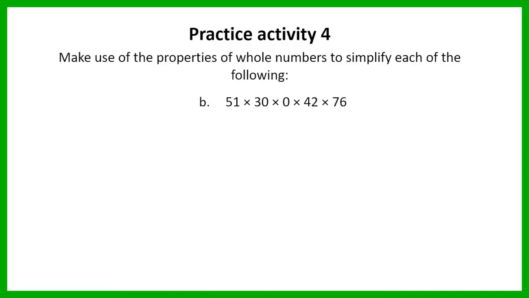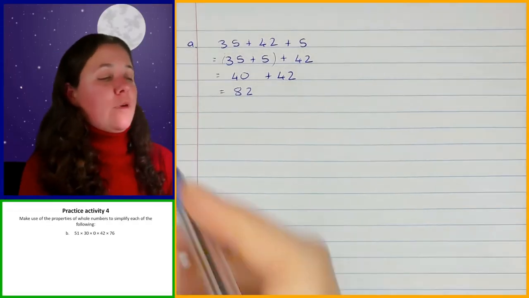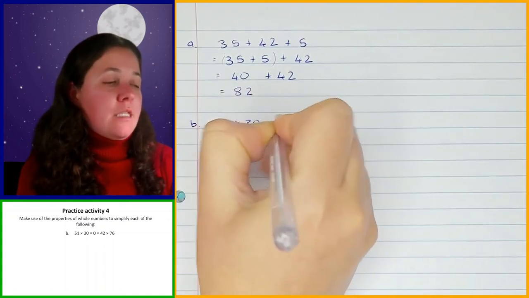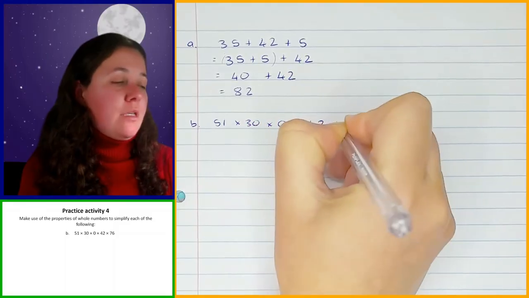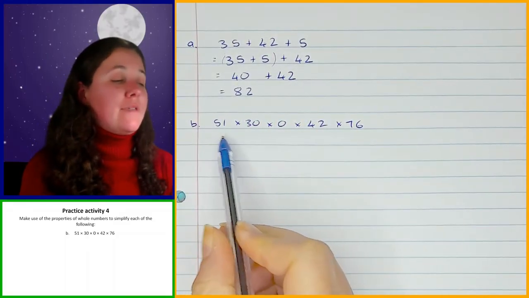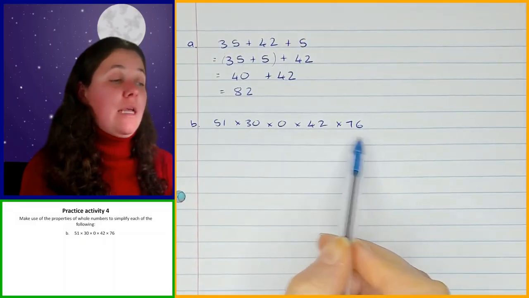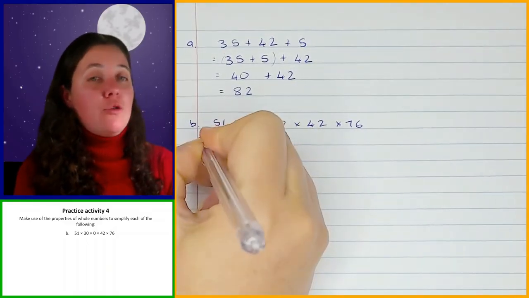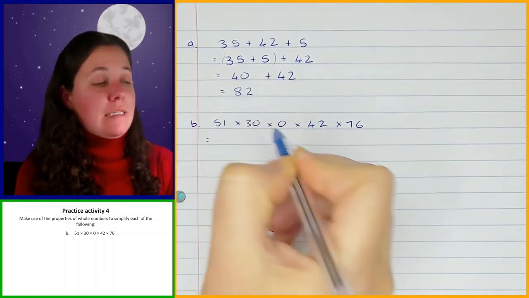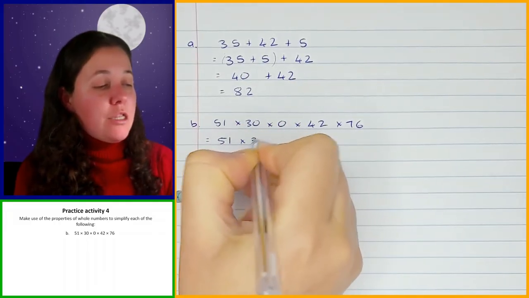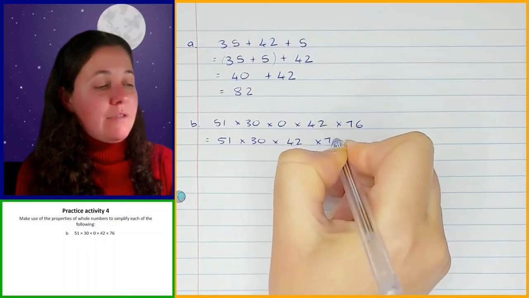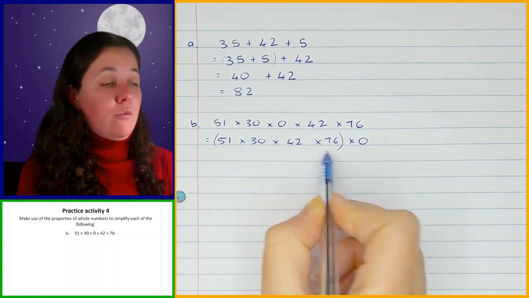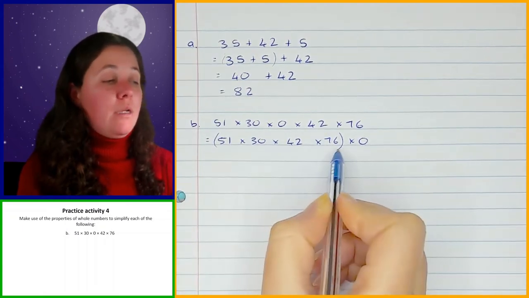Okay, you should hopefully be done with that one again. So let's go and look at that. So for question B, we had 51 times 30 times 0 times 42 times 76. Now you should already have seen straight away, everything is multiplication, and right in the middle there, I've got a 0. Now, the commutative law says that I can move things around, so I can put the 0 last, and I can say, okay, I've got 51 times 30 times 42 times 76 times 0, and then I can group those together, so this would all multiply out and give me one number multiplied by 0.